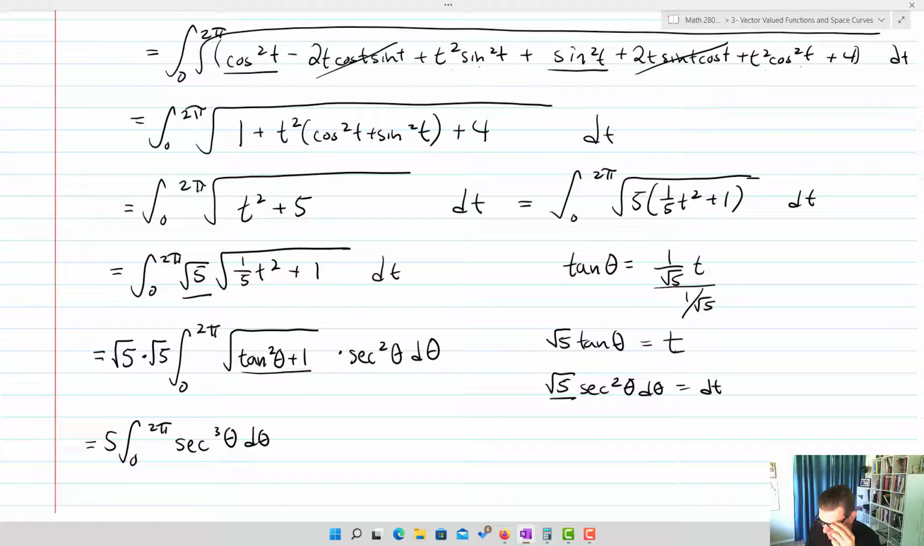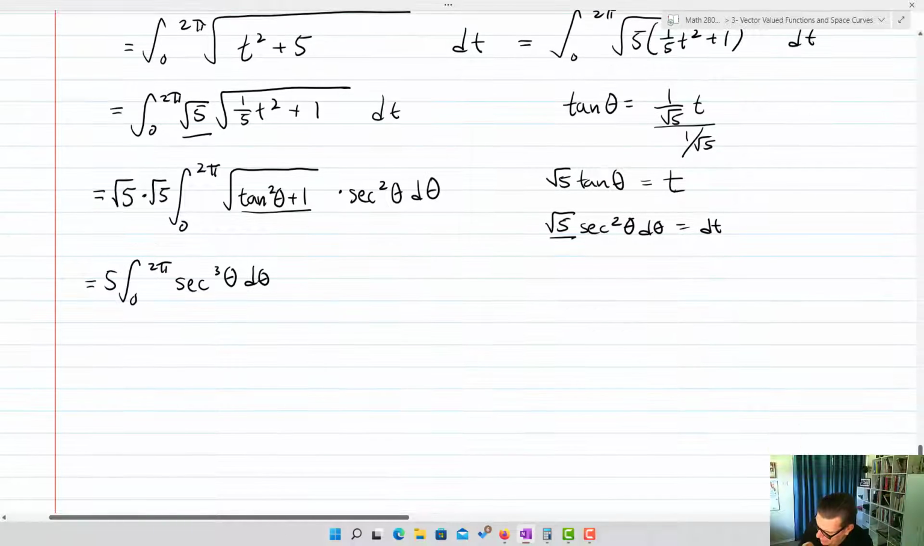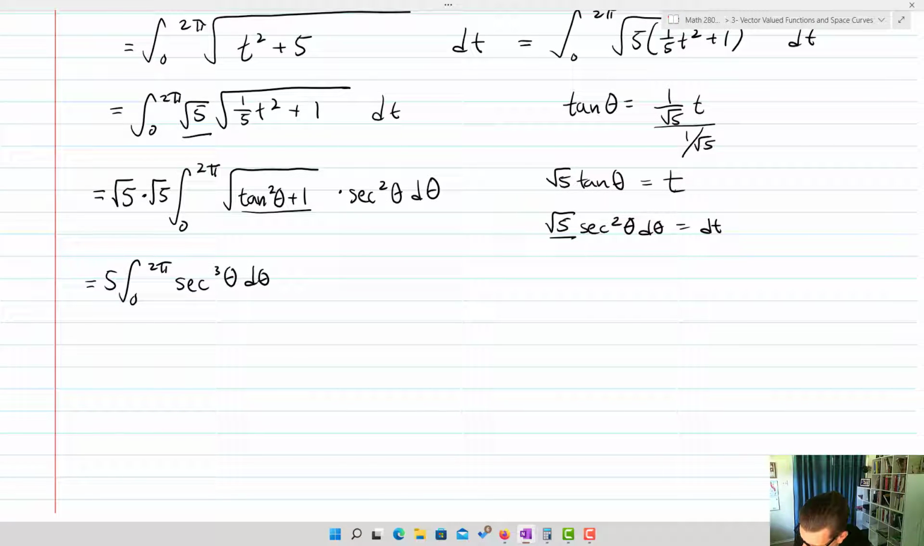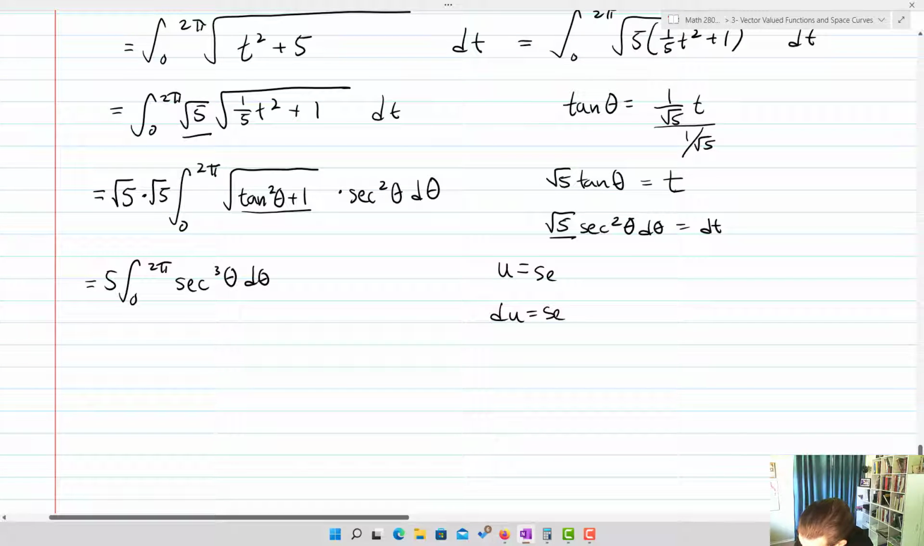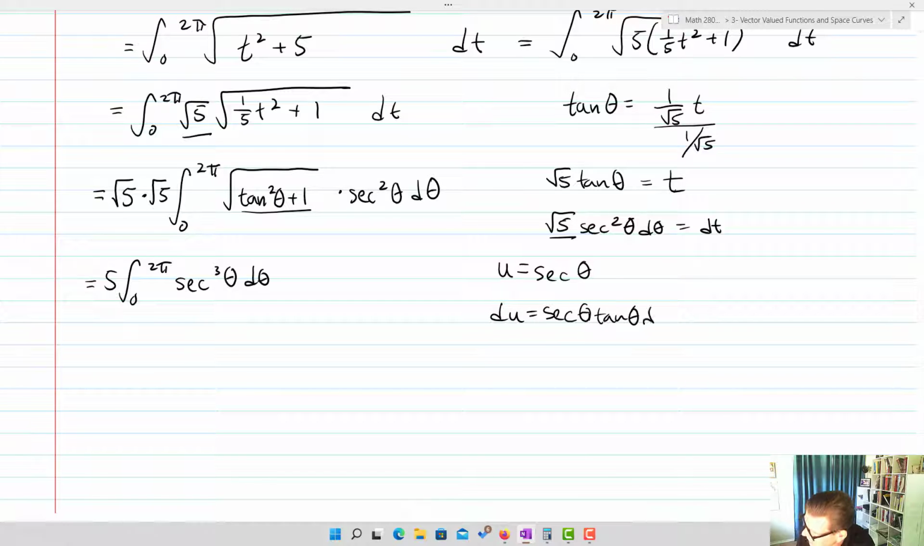Since we have secant cubed theta d theta, in order for us to integrate this, we're going to need an integration by parts. So just as a review here, we're going to let u equal secant theta, and du is going to equal secant theta tan theta d theta. And we'll let dv then equal secant squared theta d theta. And so v will then equal tan theta.